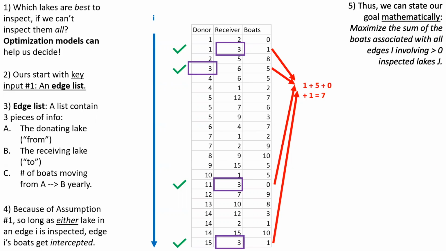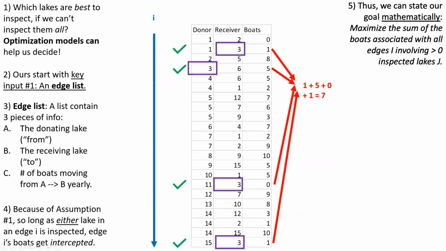So all of this allows us to state our goal or our objective, which is the second thing an optimization model needs, in a mathematical way, right? We want to be intercepting as many risky boats as we can along as many edges as we can. That is, we want to maximize this sum that we have created here using the edges and lakes that we've decided to inspect. We want that number to be as high as possible because that would be optimal, right? Hence the term optimization modeling.